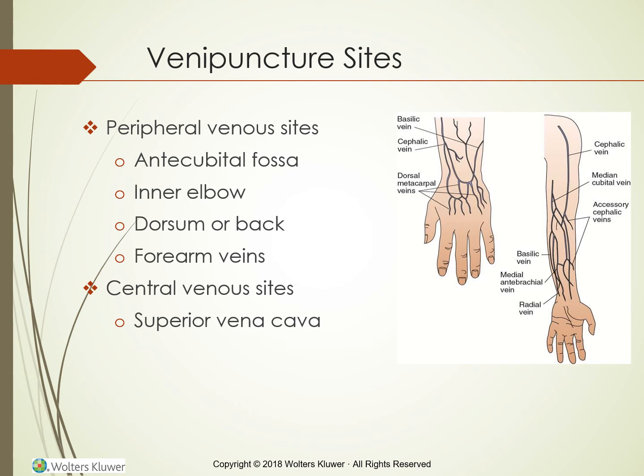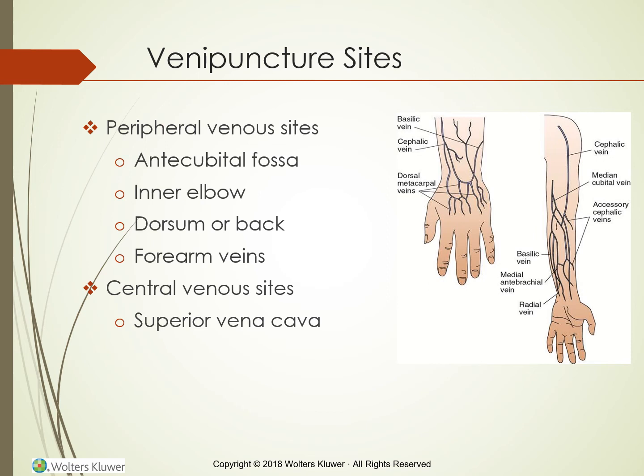IV therapy is administered through peripheral venous sites or central veins. Short-term peripheral venous sites are superficial veins of the arm and hand, the antecubital fossa or inner elbow, dorsum or back of hand, and forearm veins. They are the most common sites for infusing IV fluids. Scalp veins may be used in infants.